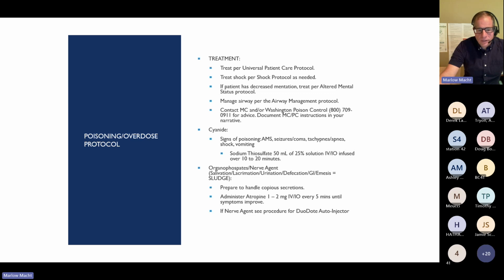If you have organophosphates or a nerve agent, prepare for copious secretions and administer atropine. And just remember, these are large amounts of atropine, more than you'd give in a cardiac arrest. And then for sulfresco, there's the DuoDote auto-injector.